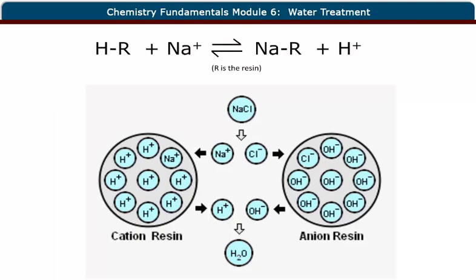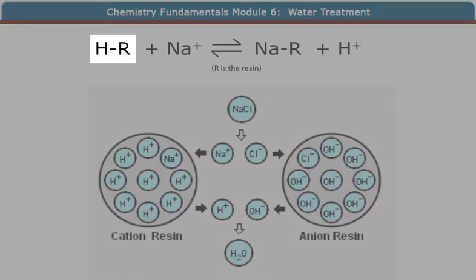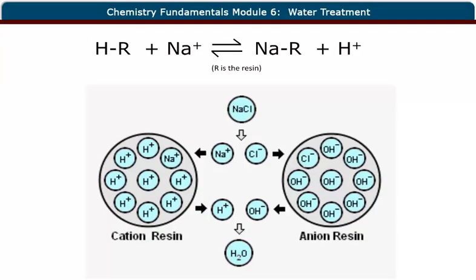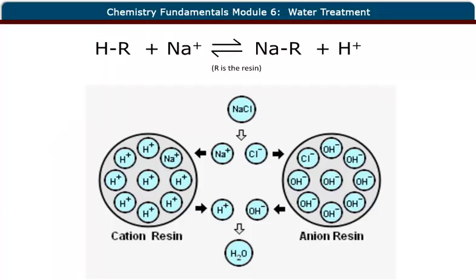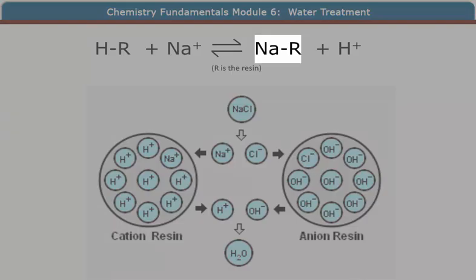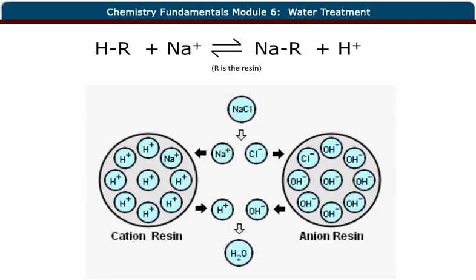And this first equation describes the process of exchanging the sodium for the hydrogen. The H is the hydrogen and R is a resin bead. So H-R represents the resin bead with the hydrogen attached. We add the water with the sodium, so that represents the influent stream of water with the sodium. And we see on the product side, the sodium is now attached to the resin bead, R, and the hydrogen goes on its merry way into the effluent stream.